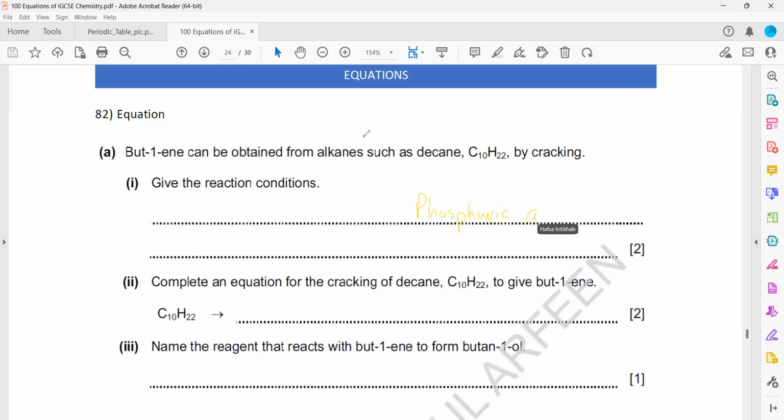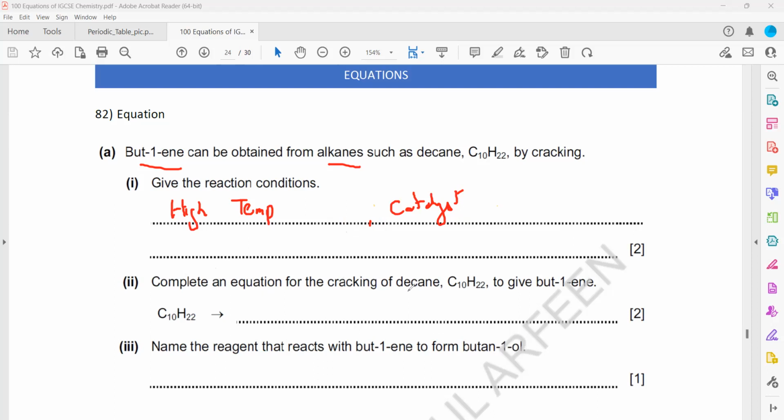For cracking, butene can be obtained from an alkane by cracking. So not sulfuric acid, we need a high temperature and we need a catalyst. Sulfuric acid is not a catalyst here. There's a catalyst named zeolite, but you don't have to learn that name. You just mention that a high temperature and a catalyst are needed for this reaction to happen.